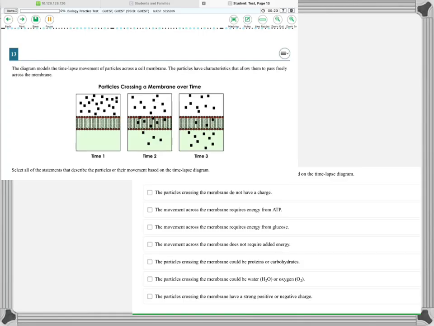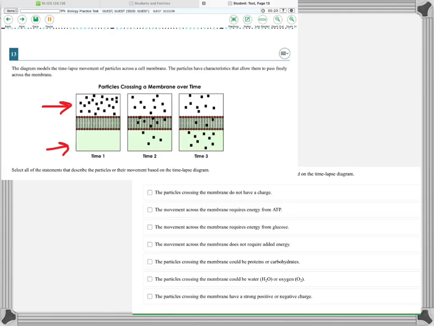So we've got particles moving across a membrane. This is obviously a cell membrane, and it even tells us that if we read. That's handy. And we're asked to select all the statements that describe the motion of these particles based on this time lapse. So let's look at this picture. These particles are going from high concentration to low concentration, and they're just crossing that membrane.